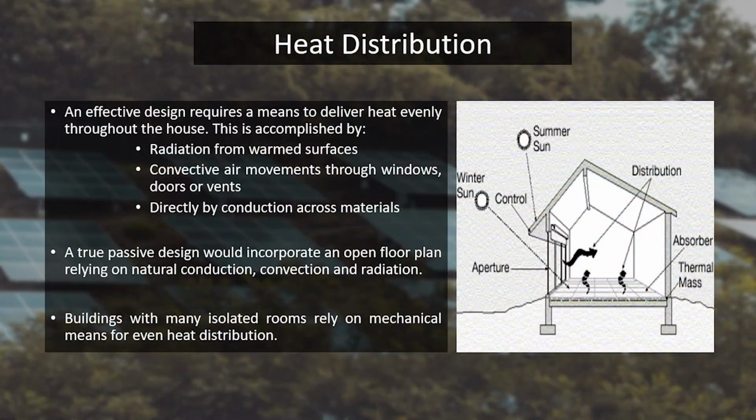An effective design requires a means to deliver heat evenly throughout the house. This is accomplished by radiation from warmed surfaces, convective air movement through windows, doors or vents, and directly by conduction across materials. A true passive design would incorporate an open floor plan relying on natural convection and radiation. Buildings with many isolated rooms rely on mechanical means for even heat distribution.